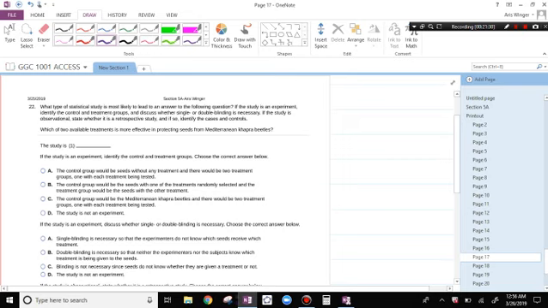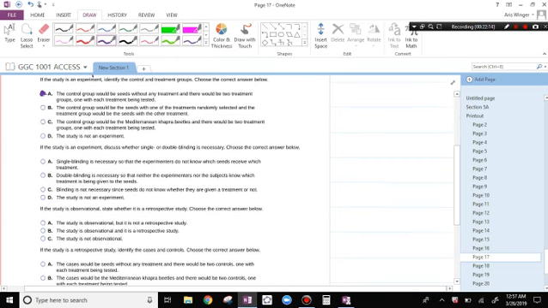What type of statistical study is most likely to lead to an answer to the following question? If the study is an experiment, identify the control and treatment groups. Which of the two available treatments is more effective in protecting seeds from Mediterranean copper beetles? So this is definitely an experiment. You're going to apply some treatments, and you're comparing two, so you're going to need to compare this to one that's not being affected. The control group will be seeds without any treatment, and there will be two treatment groups.